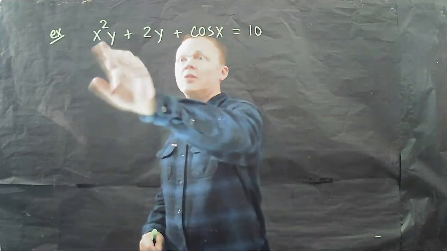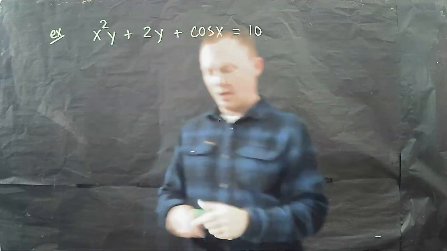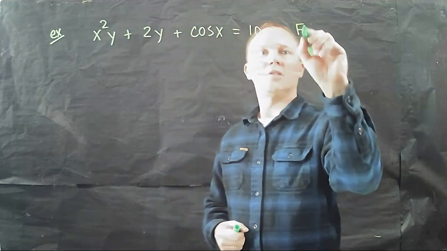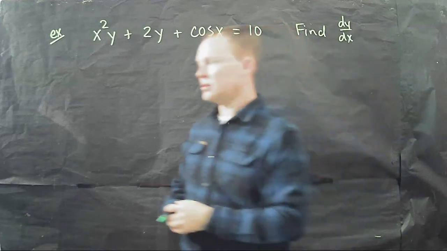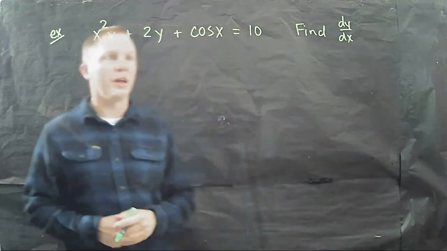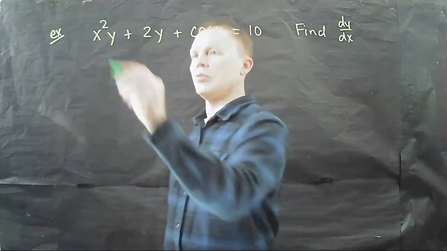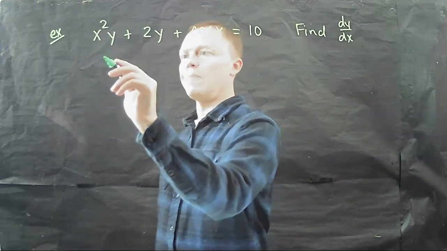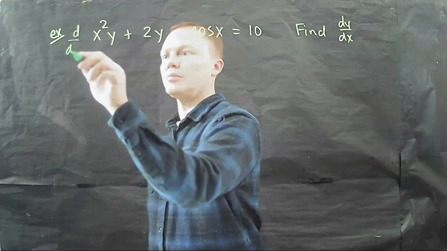Okay, so here's our first example. We have x squared times y plus 2y plus cosine of x equals 10. And so our task is to find dy/dx. Okay, let's find dy/dx. All right, and right here we have to remember the product rule because you have a multiplication problem here, right?